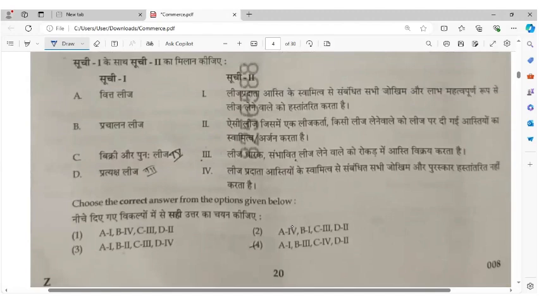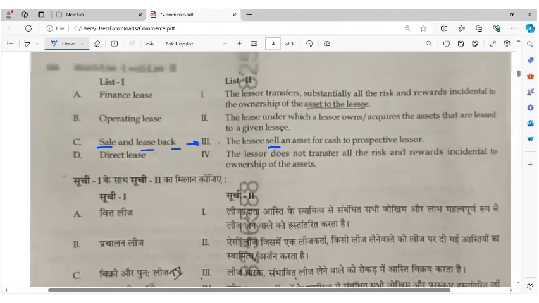Now the next one is the financial lease. In a financial lease, the lessor transfers substantially all the risks and rewards incidental to the ownership of the asset to the lessee. So option A easily matches with option 1.